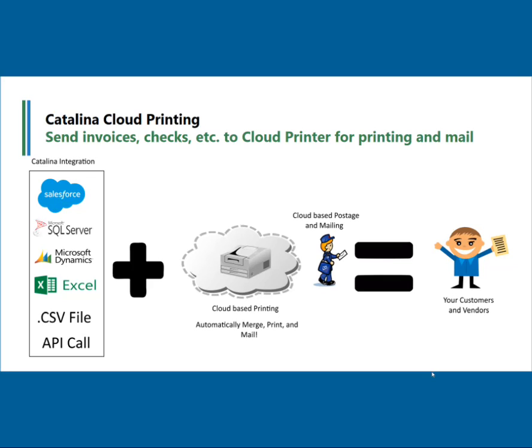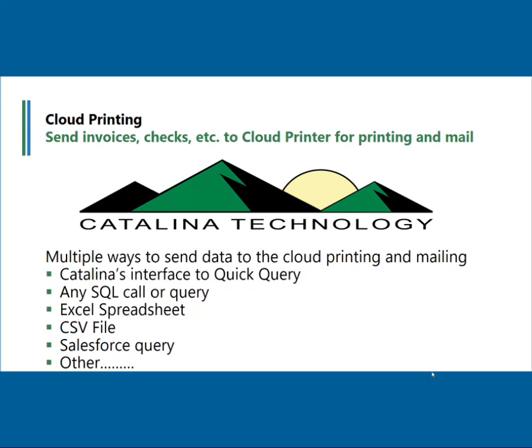And then once we get that data from some kind of query or API call, we then can go ahead and send it to our cloud-based printing, automatically merge, print, and then mail it. And then once it gets to your customer or vendor, they're happy customers or vendors because they've gotten it quick, easy, and very professionally. So how do we really do this?